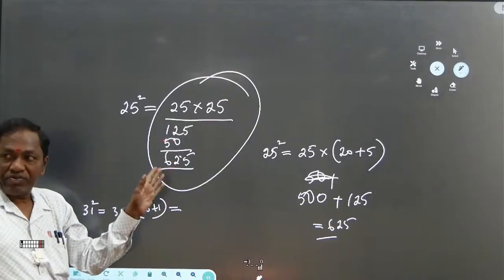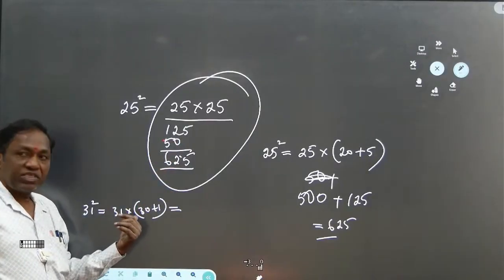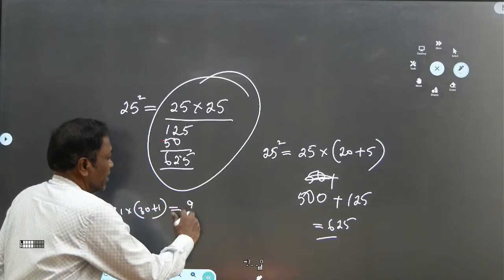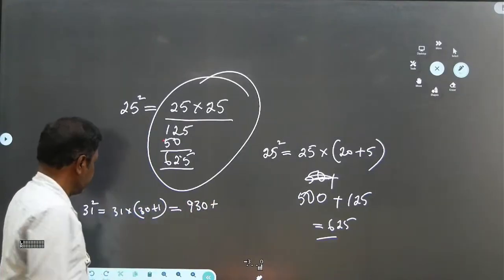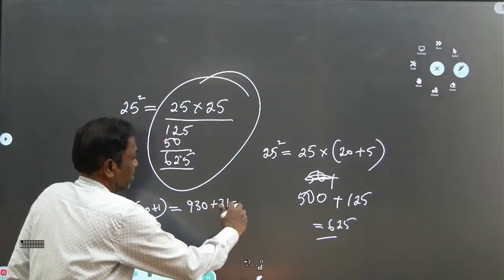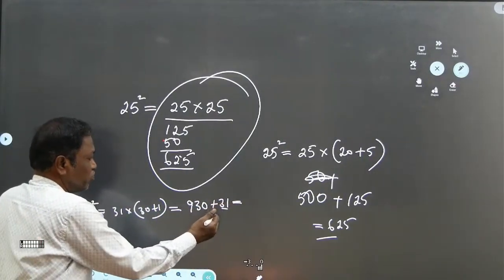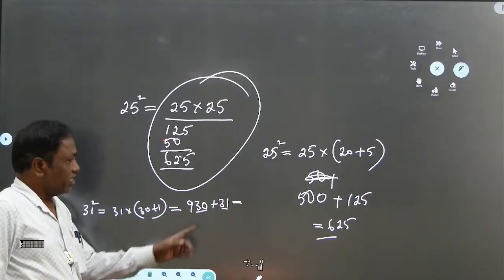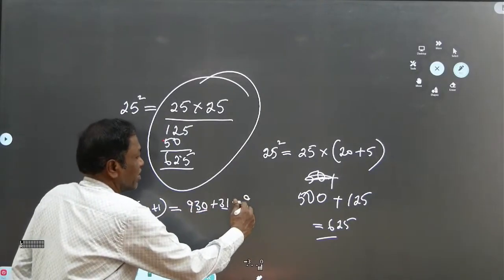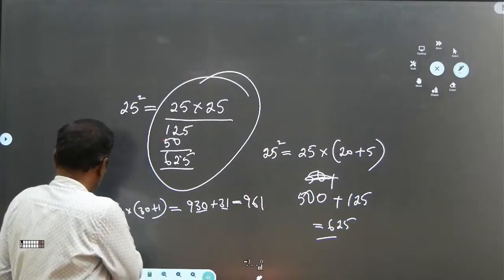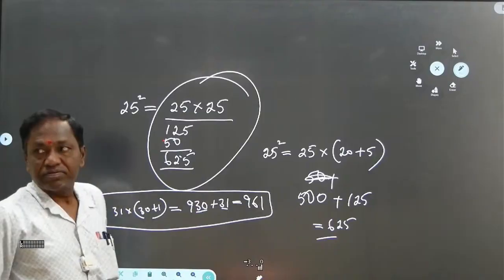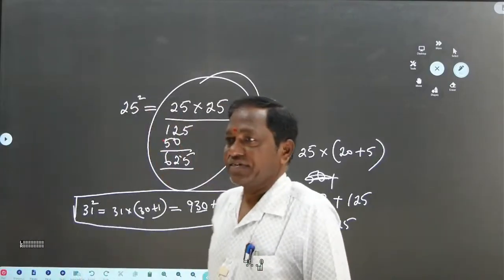These steps you should not avoid. So 31 into 3 is what? 93. 1 zero is there, 930, plus 31 into 1, 31. Like here there are 2 digits, you take only 2 digits here. 31 plus 30, 61. See that. In one line you are writing.